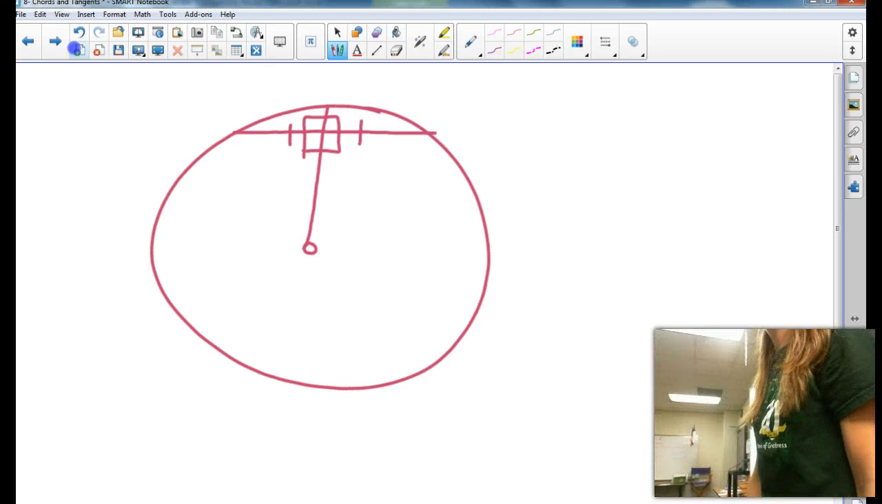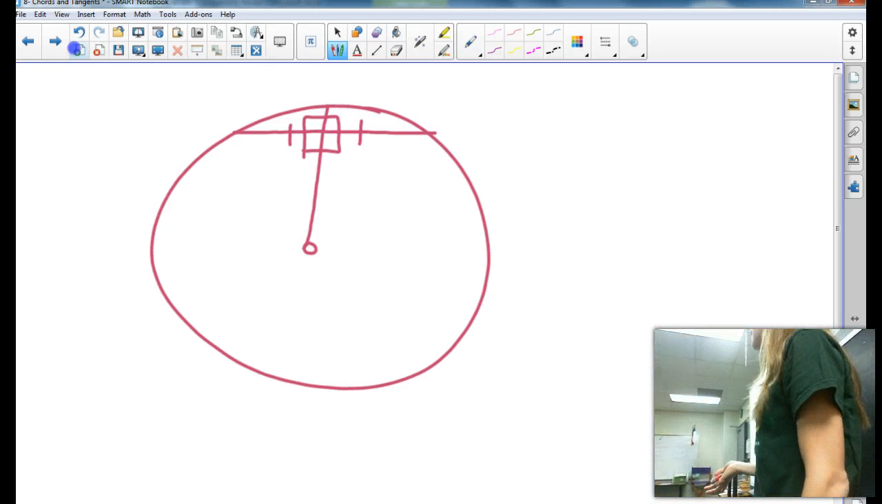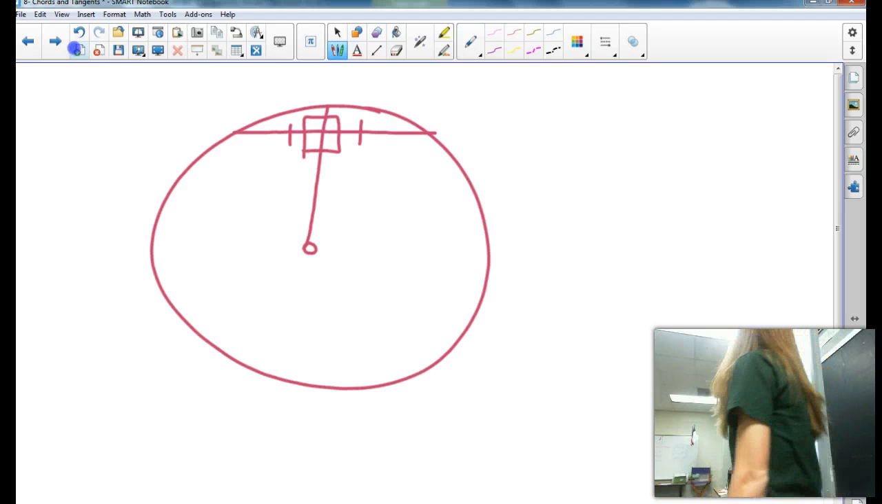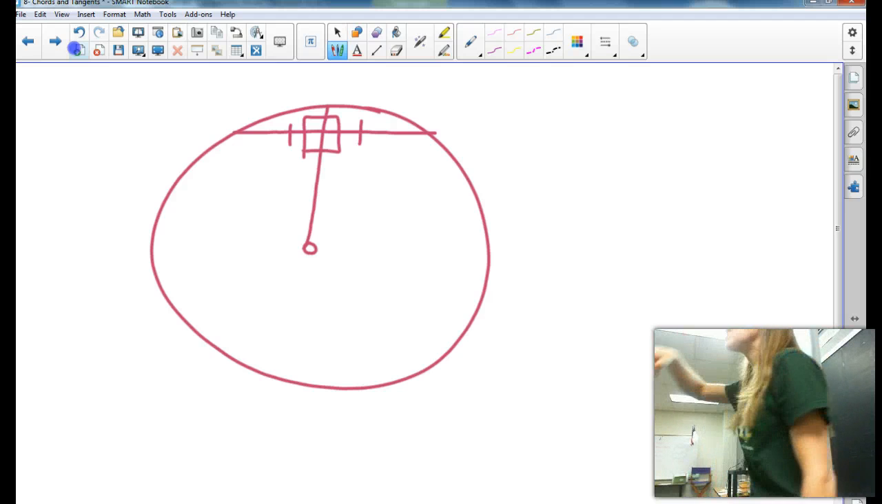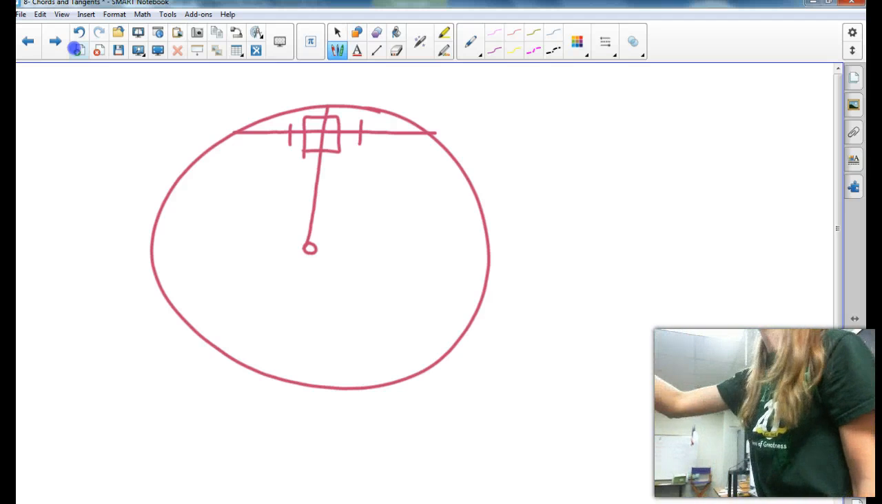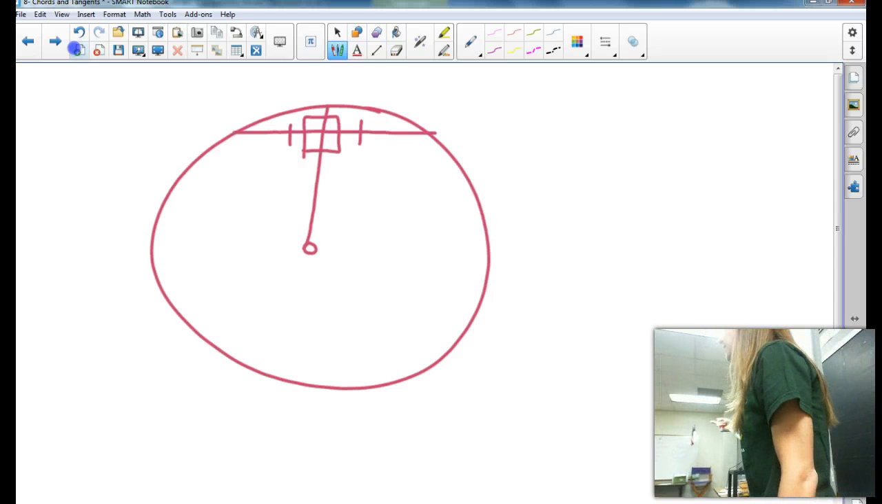Four right angles. That's what perpendicular means. It means it intersects at 90 degrees. So if it's perpendicular, then you get to add tick marks. If there are tick marks, then you get to add 90-degree angles. Okay.